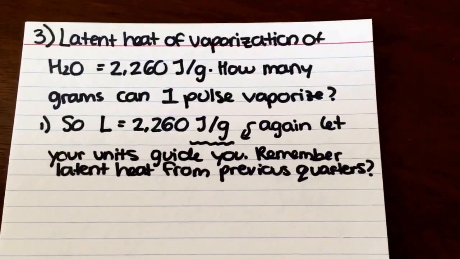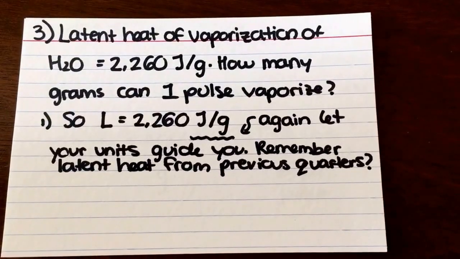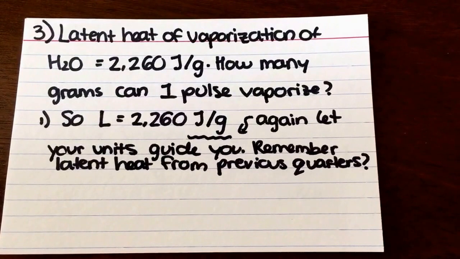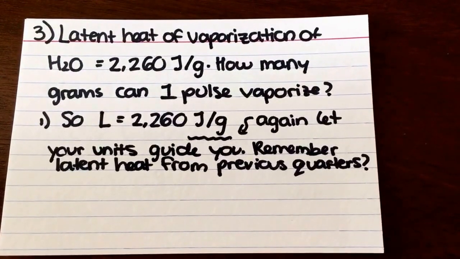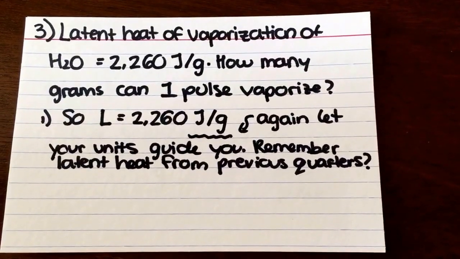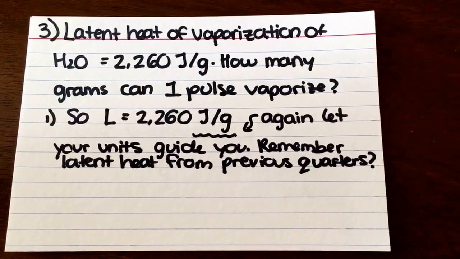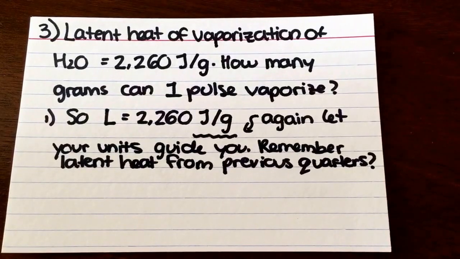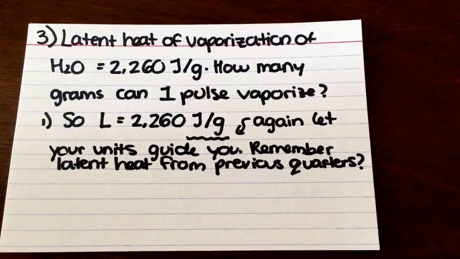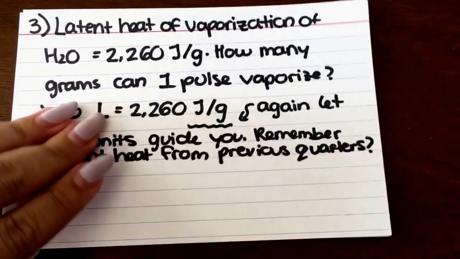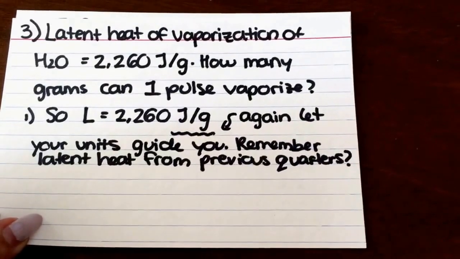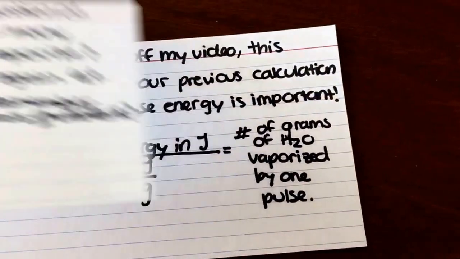Anybody remember latent heat? So latent heat of vaporization of water is given as 2,260 joules per gram. How many grams can 1 pulse vaporize? And so your latent heat is 2,260 joules per gram. Again, remember, let your units guide you here. And then you already know what your joules are for one pulse.